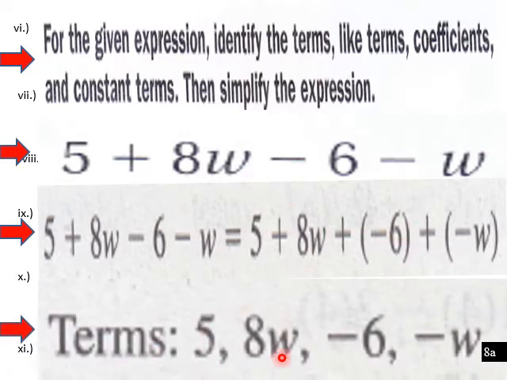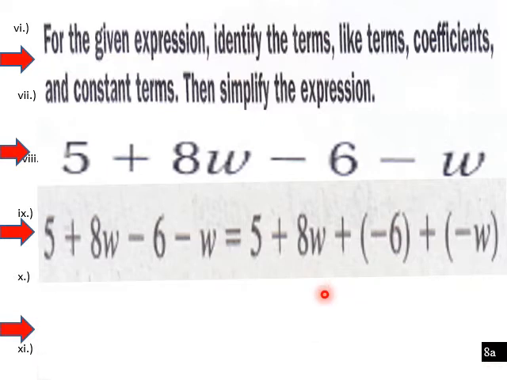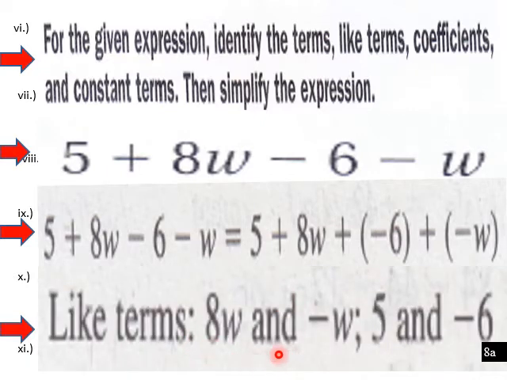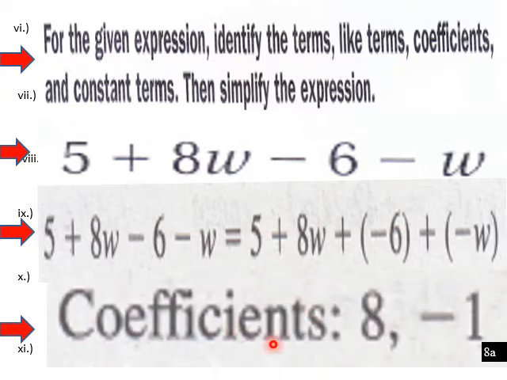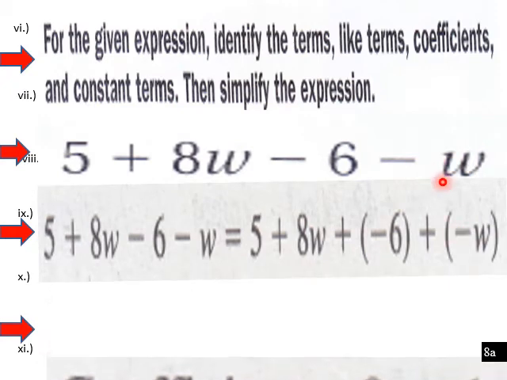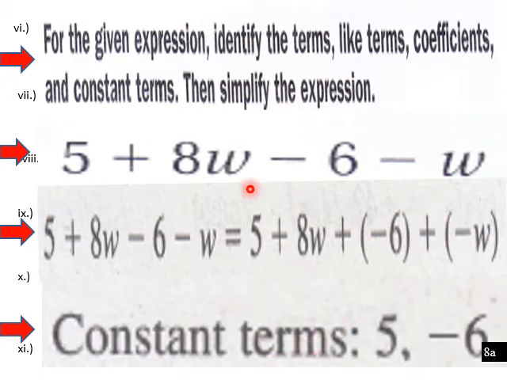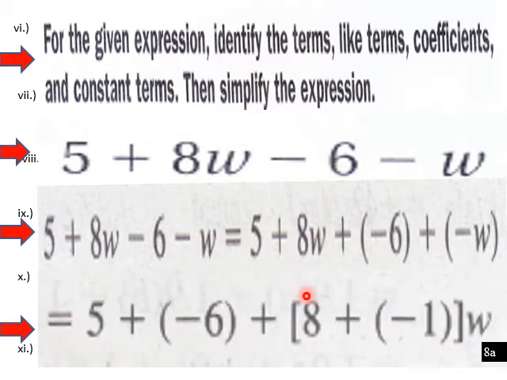So the terms are 5, 8w, -6, and -y. Those are our terms. And then like terms are 8w and -y. So 8w and -y, they're like terms. They're not the same sign, but they're like terms. And then our constants are 5 and -6. That would be our constant. So coefficients would be 8. We have 8 here, and then -1. W has a coefficient of -1. And then the constant terms are 5 and -6. Those are our constants.